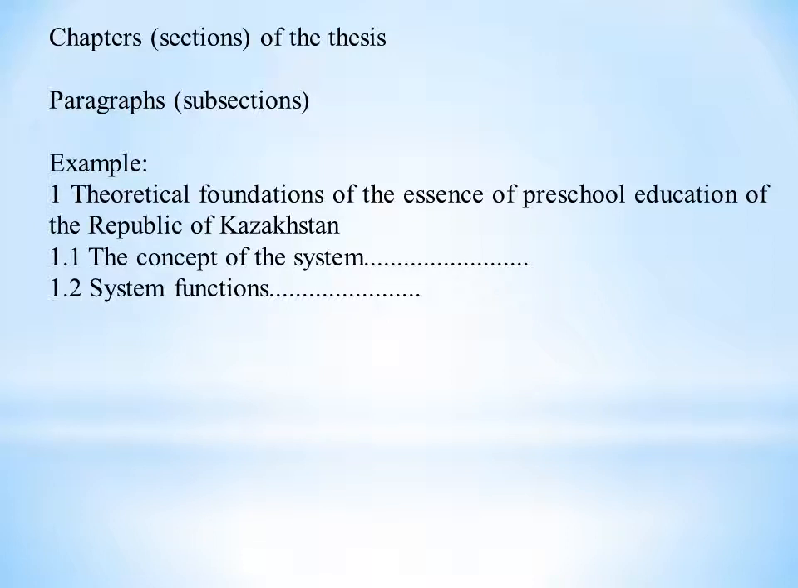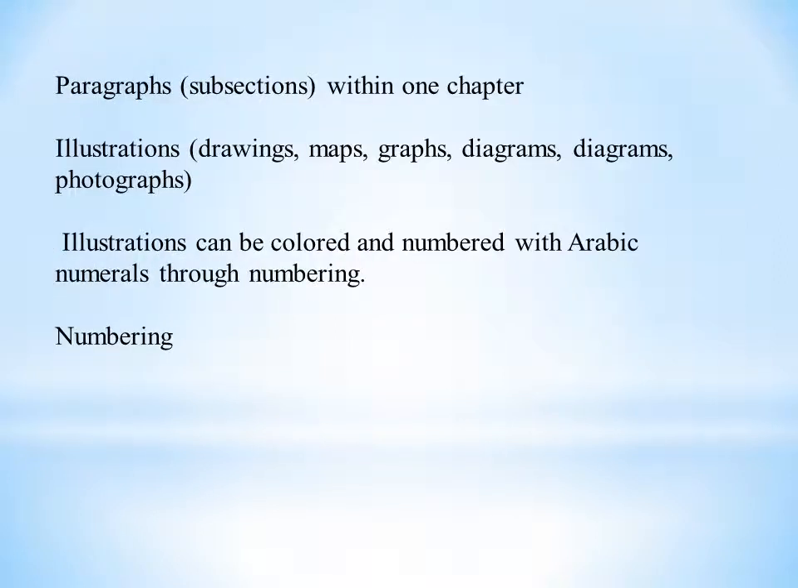Each chapter section of the graduation project begins on a new sheet page. The text is separated from the title of the chapter and paragraph by an interval of two lines. Paragraph subsections within one chapter are separated from the text by an interval of two lines. The names of chapters, sections, and paragraph subsections are printed with uppercase capital letters and are not taken in quotation marks, and a period is not placed at the end of the name.